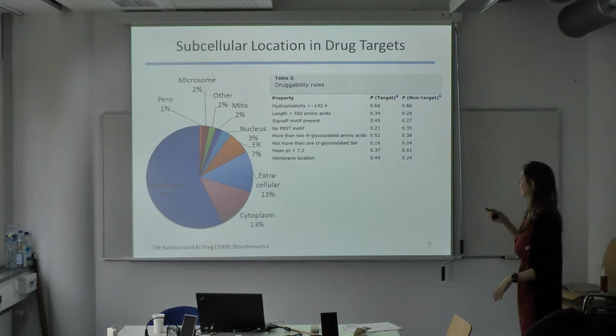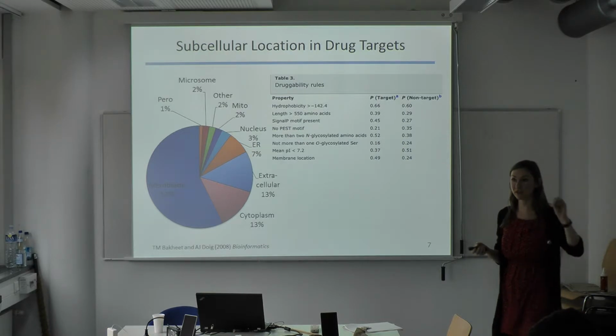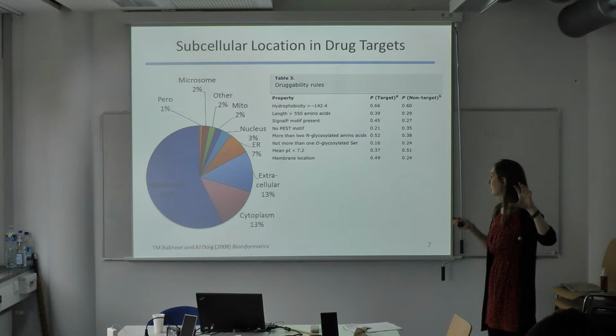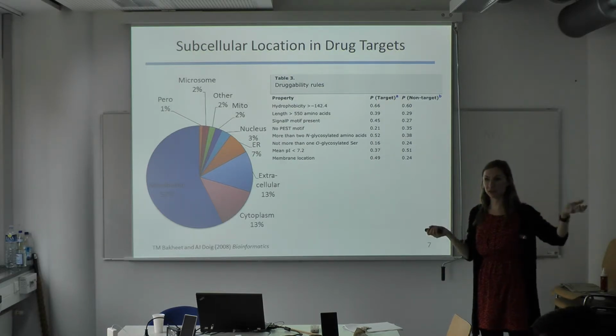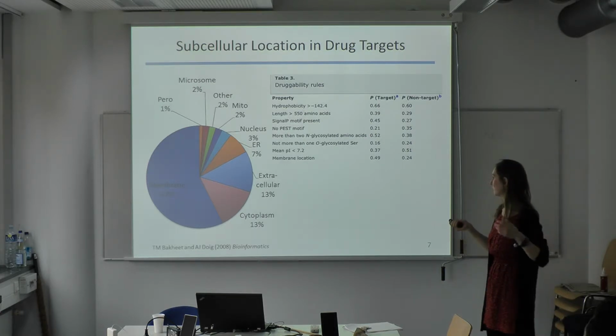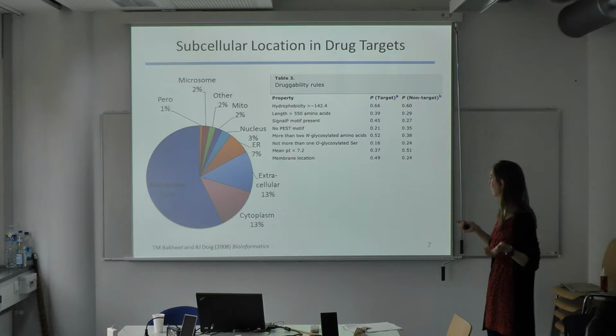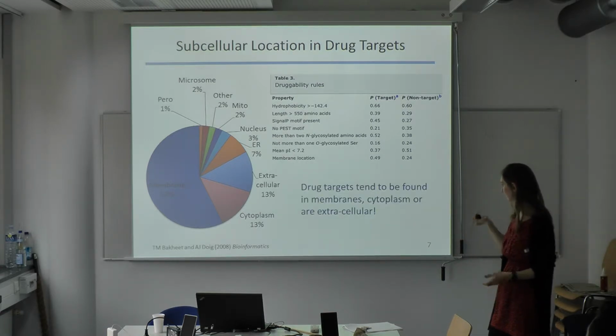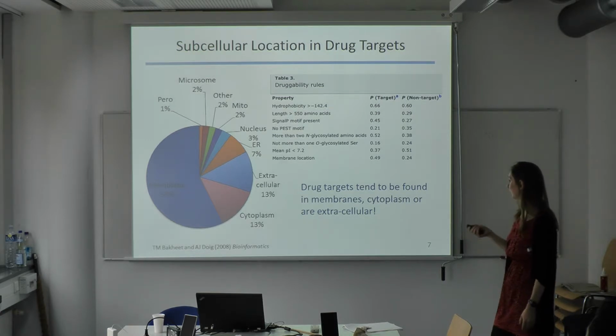This here is a table that defines what is a good drug target. If you take a protein and look at different features, they will tell you whether a protein is a good drug target or not. We can see that, for example, membrane location is a very important feature for a protein to be a good drug target. To summarize, drug targets tend to be found in membrane, cytoplasm, or extracellular space. All right.